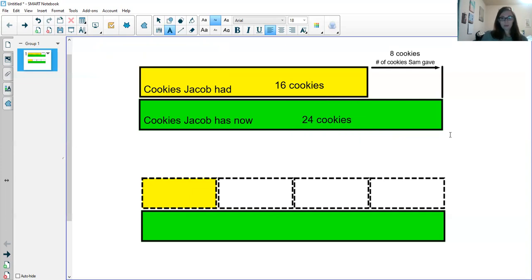Now, that is our first part of the problem. So we have found out using our join strip diagram how many cookies Jacob has after Sam gave him 8 more cookies. Now we can use our multiplicative strip diagram to figure out how many cookies Sam has now after giving Jacob the 8 cookies. So we can come down here and we can label the cookies Jacob has now.